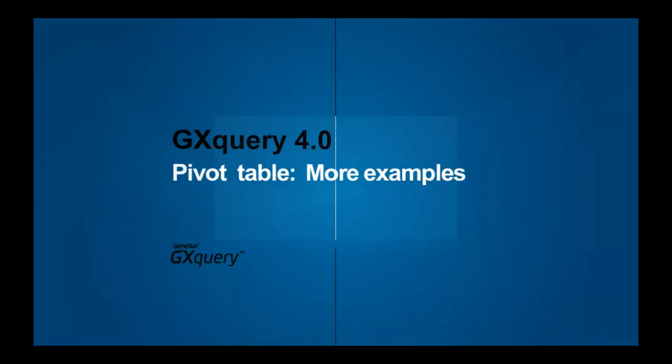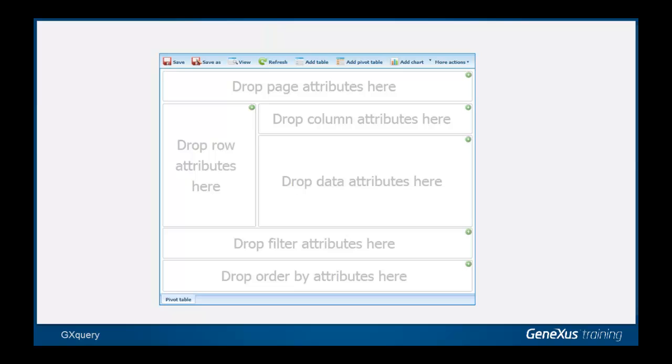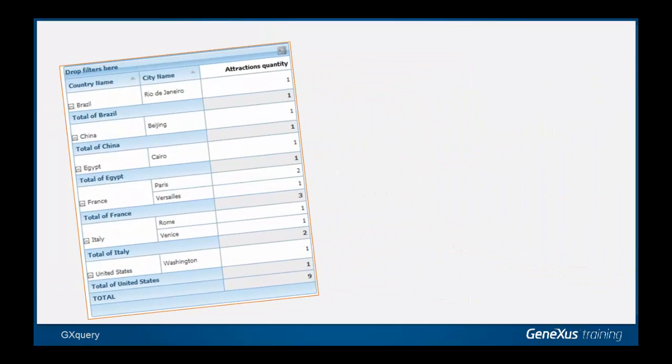Having seen the functionality of the pivot table editor, we will now concentrate on the making of two more examples of query design with pivot table output. To start with, we will make a small change in the query we defined in the previous video.